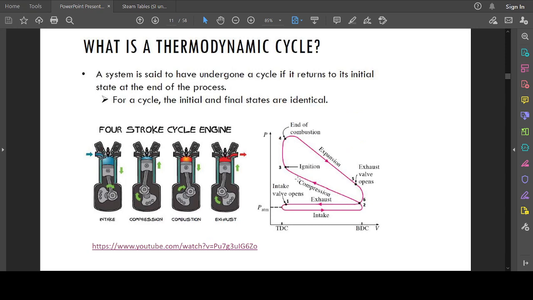Okay. Now, what is a thermodynamic cycle? A system is said to have undergone a cycle if it returns to its initial state at the end of the process. For a cycle, the initial and the final states are identical. So, giving an example of a four-stroke engine.